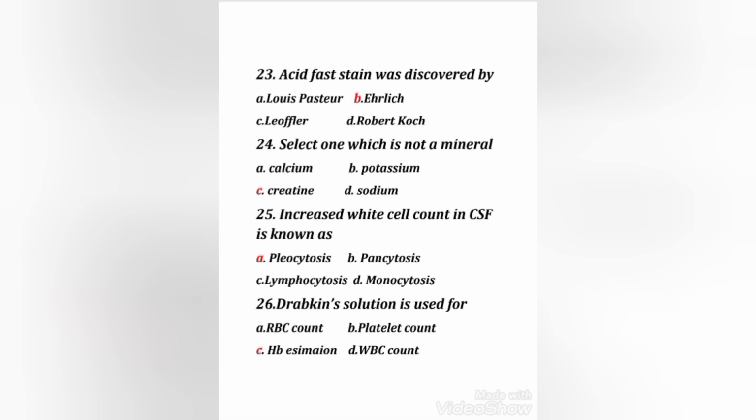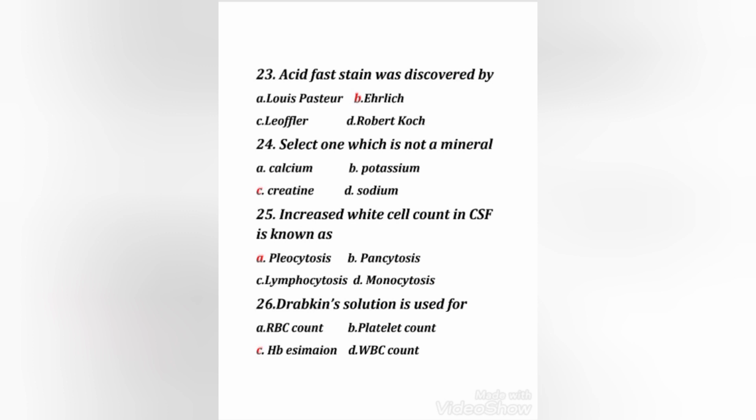Next question. Select one which is not a mineral: calcium, potassium, creatine, sodium. The right answer is option C, creatine. Creatine is a substance that is found naturally in muscle cells. It helps the muscles to produce energy during heavy lifting or high intensity exercise. And what is creatinine? It is a waste product produced by muscles from the breakdown of a compound called creatine, which is removed from the body by the kidneys.